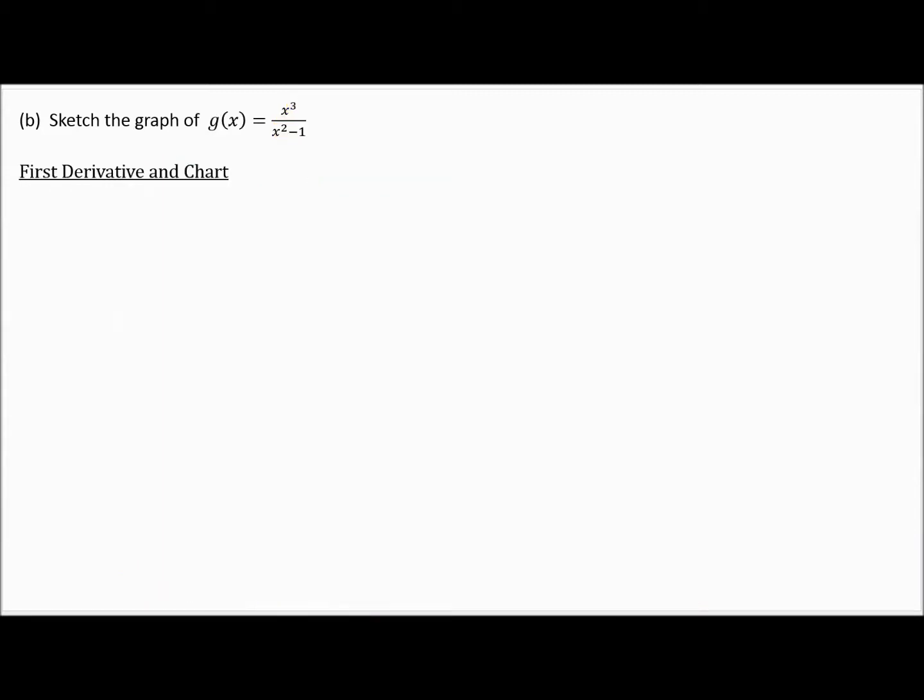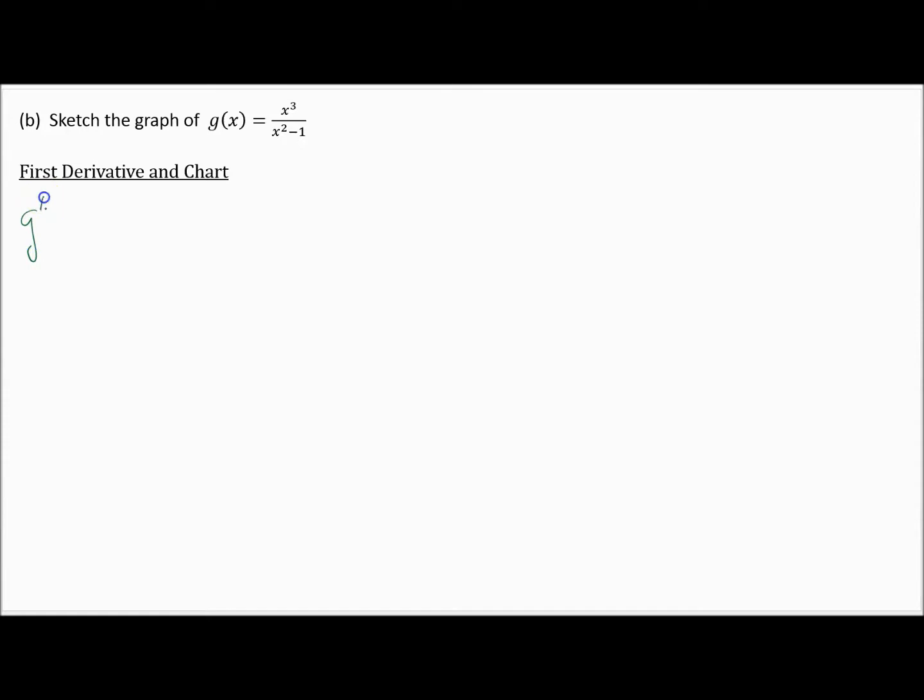Now it's time to take our first derivative. Now why do you need the first derivative? Because this is going to tell you where your function is increasing, where your function is decreasing, and if you have relative maximums and relative minimums. So let's get started. I have to use the quotient rule.